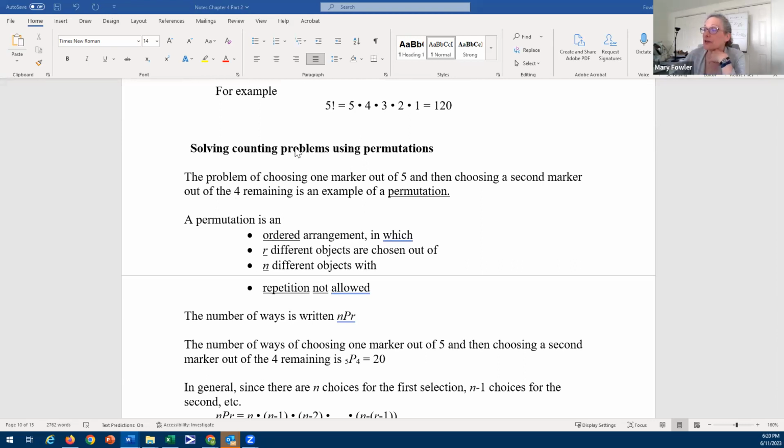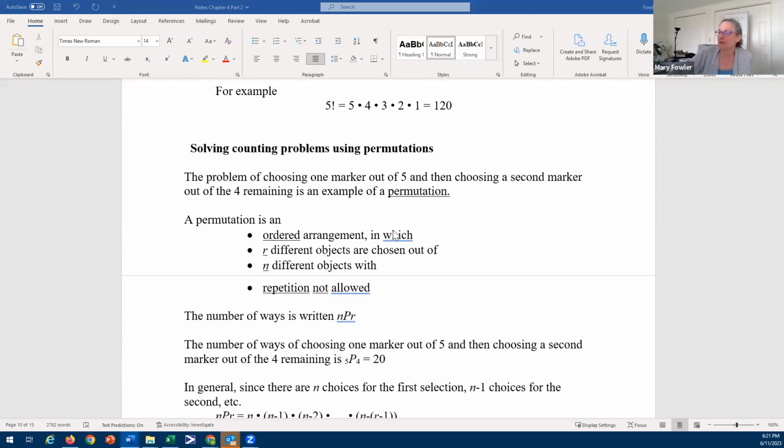So, solving counting problems using a permutation. A permutation is a specific arrangement. So the problem of choosing 1 marker out of 5 and then choosing a second marker out of the 4 remaining is an example of a permutation. A permutation is an ordered arrangement. So something got chosen for the shirt and then something else for the pants. That is different than flipping the shirt and pants color.